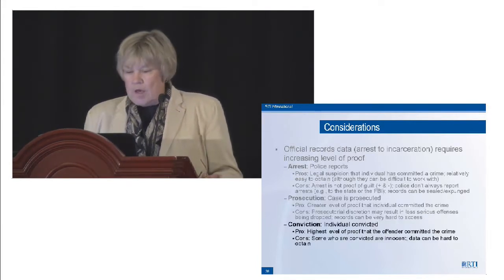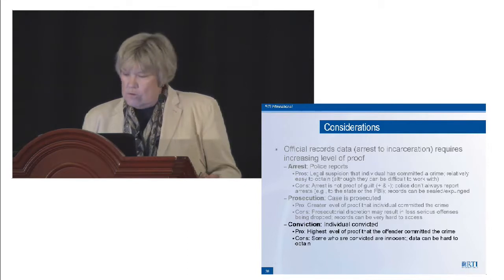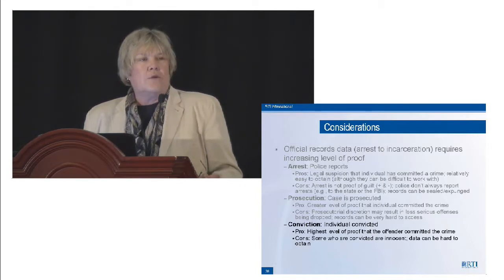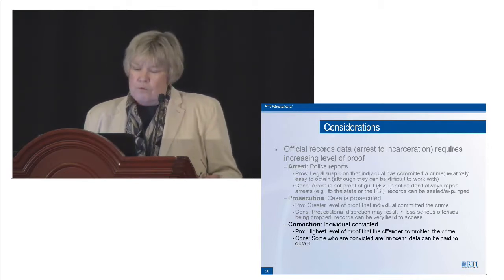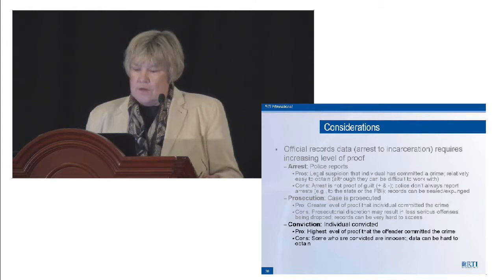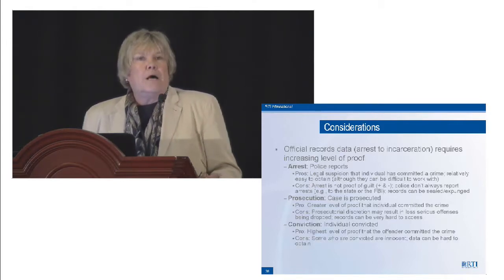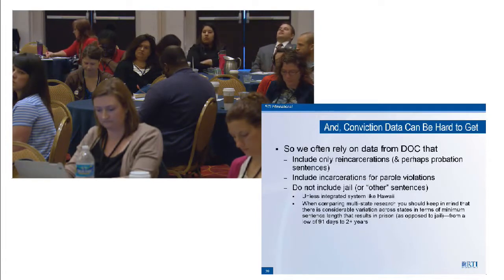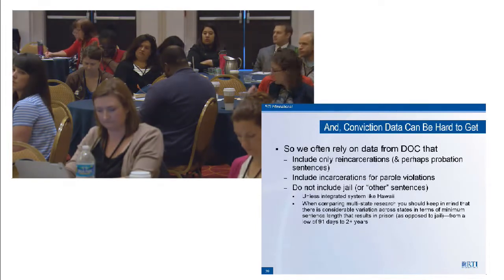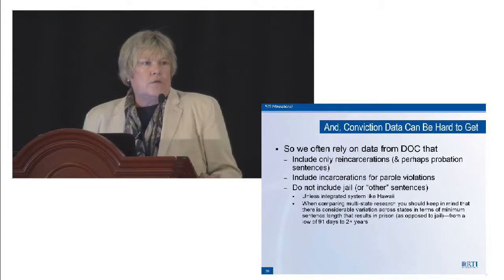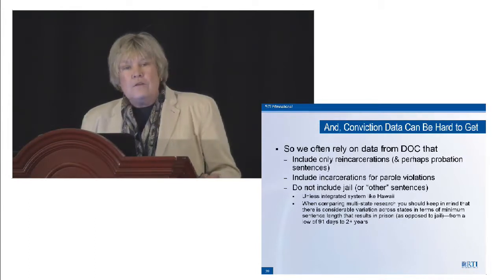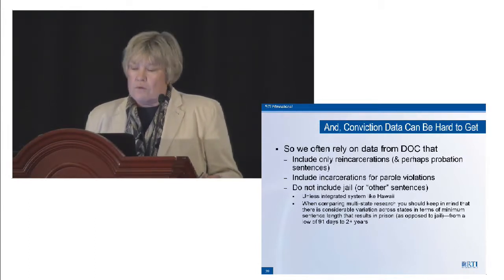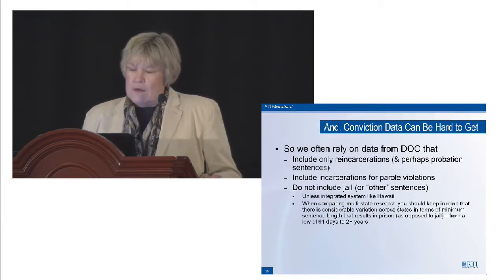Next in the chain of processing is prosecution. We would expect that those cases are more likely to reflect true criminal behavior, as well as conviction. But conviction data are hard to get. They come from courts. In some places now it's a little bit easier to get those data, but we often rely on the recidivism data that are the easiest to get, which are data from departments of correction, which are only going to include reincarcerations at the state level, maybe probation.